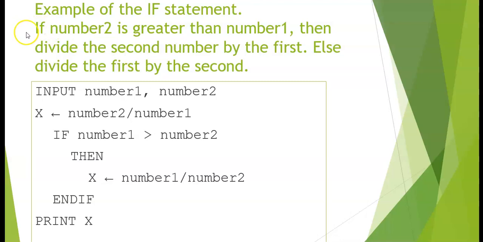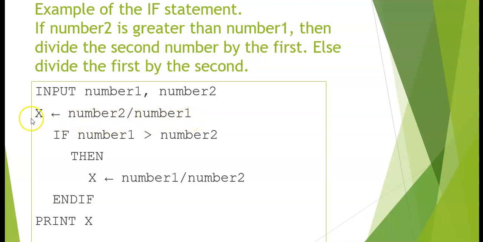Okay, so this is just another example of the if statement. So if number 2 is greater than number 1, then divide the second number by the first number. Else divide the first by the second. So the user will type in two numbers. They'll be stored under number 1 and number 2. And then f can be a variable that, for starters, can store the value number 2 divided by number 1.